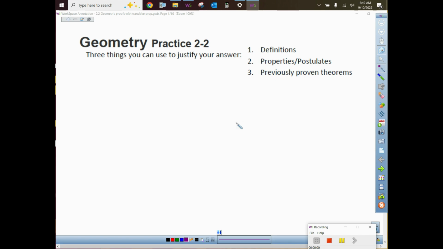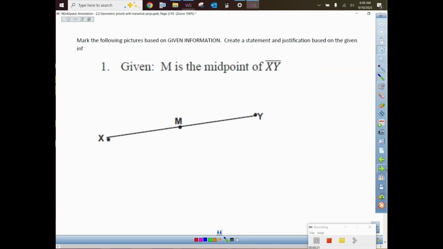Today we're going to start geometric proofs, and remember, to prove stuff, you can only use three things. You can use a definition, a property, or a postulate, which we learned a lot of last time, like the symmetric property, transitive property, etc. And previously proven theorems like our linear pair theorem, vertical angle theorem, or stuff we already know. So before we get into the real proofs, let's do a little warm-up.